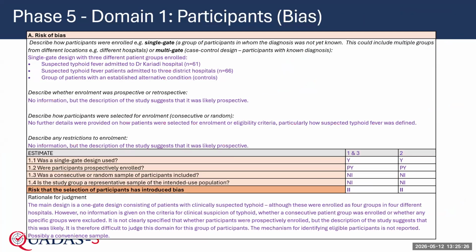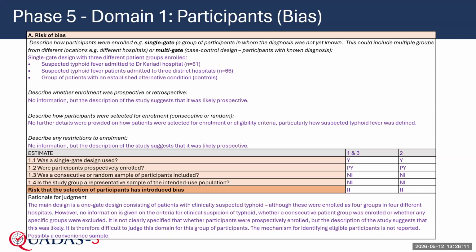Okay, so I'm now just going to work through the participants domain for that trial. The first question here is: describe how participants were enrolled. So have we got a single gate, or what we sometimes know as a diagnostic cohort or cross-sectional study design, a group of participants in whom the diagnosis was not yet known? Or is it a multi-gate case control design? Remember, this is done at the estimate level. So although at the study level we've got a mixture of single gate and multi-gate design because of those negative controls, the estimates we've selected aren't based on those negative controls. They're just based on the single gate design.